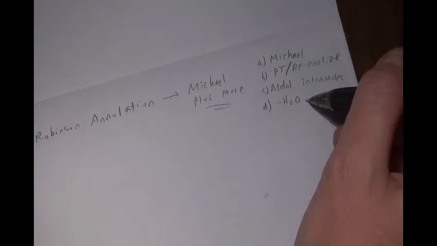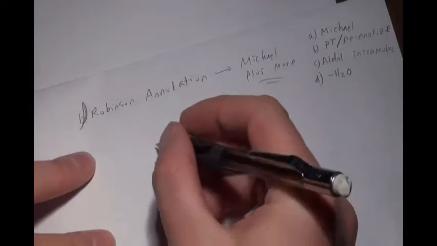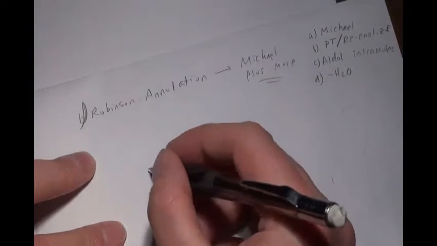Remember, what's the last step of every aldol that we've learned? Every aldol we've done, you do the aldol and then you lose water to make the final product, which is an alpha beta unsaturated ketone. Okay, so it's Michael, PT re-enolize, aldol, lose water. Let's show it. I'll try to keep the A and B and C and D going. Here's an example.